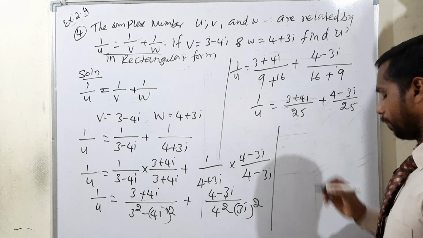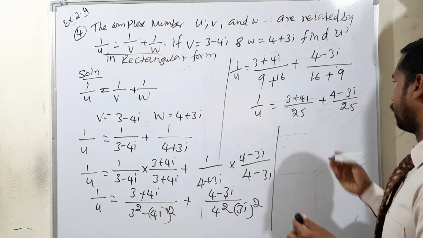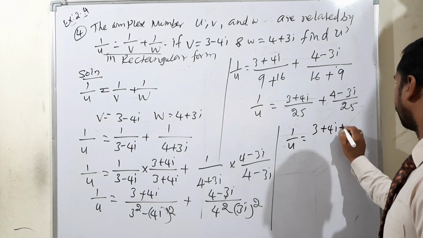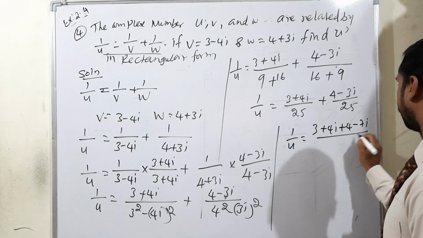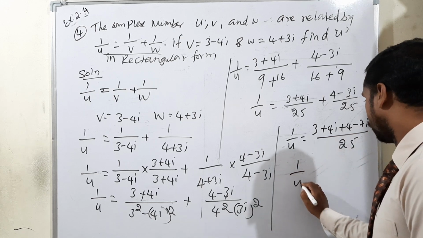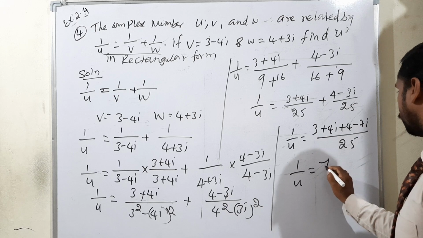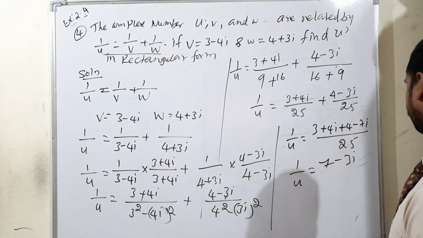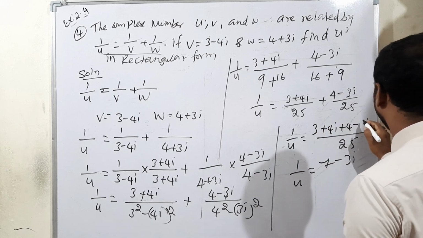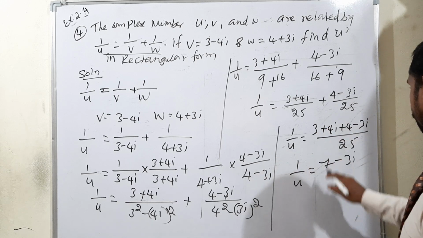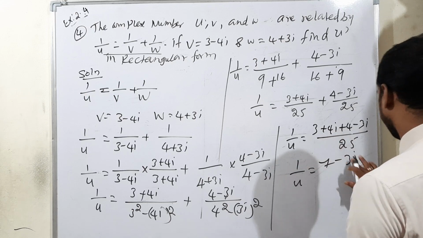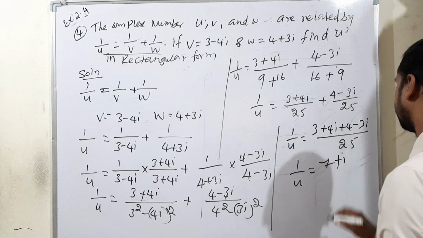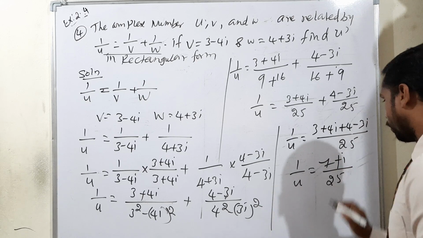This is the common denominator. So 1/u is equal to (3 plus 4i plus 4 minus 3i)/25. Then 3 plus 4 is 7, and plus 4i minus 3i means only positive i will come. So 1/u is equal to (7 plus i)/25.